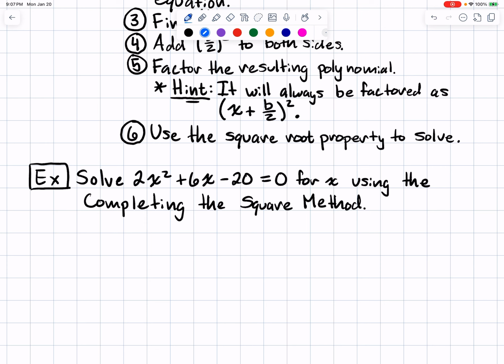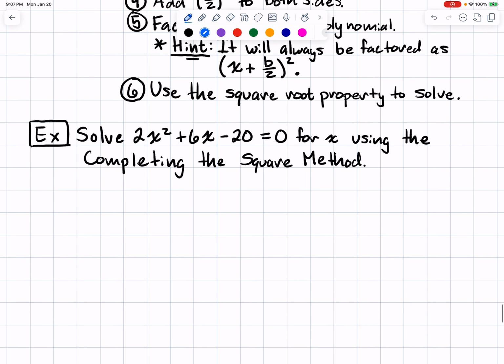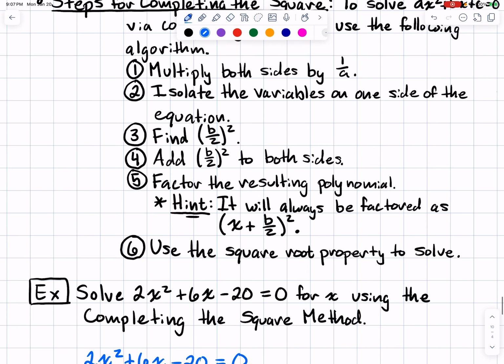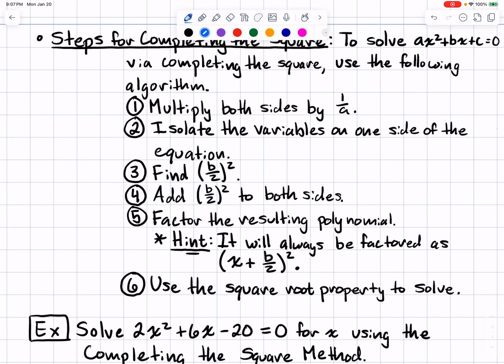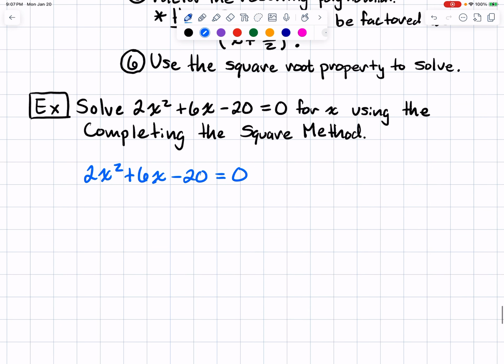All right, first thing I'm going to do is just rewrite the equation. So I have 2x squared plus 6x minus 20 equals 0. So our first step, if we look up, is to multiply both sides by 1 over a. So in our problem here, a is 2. It's that first number in the front. That is a. So I'm going to multiply both sides by 1 over a, which is 2. So 1 over 2.